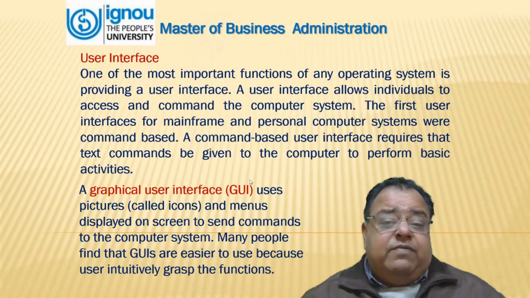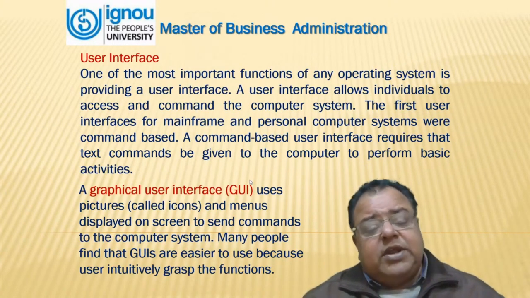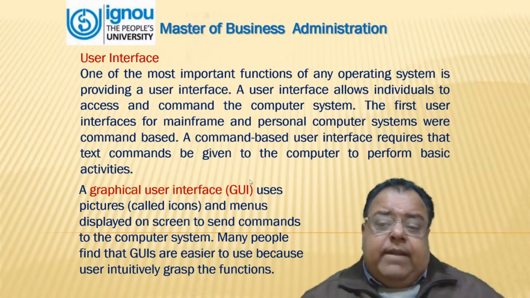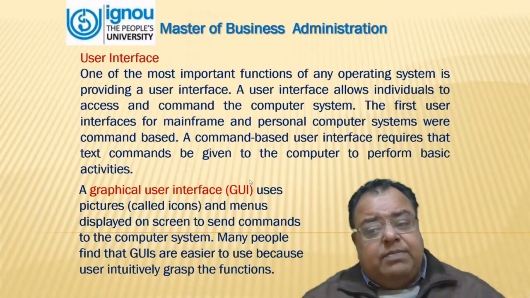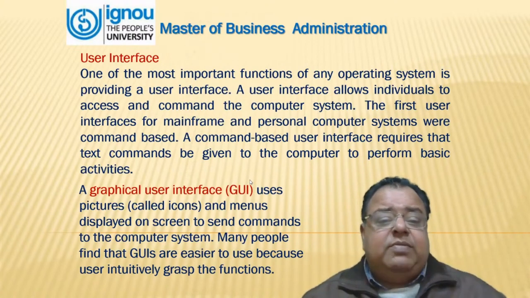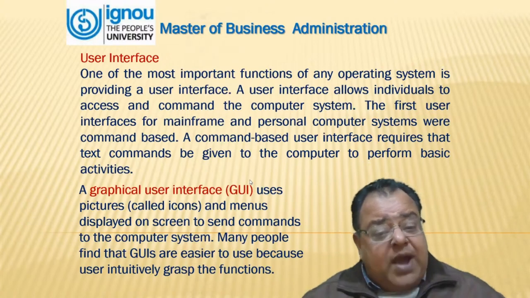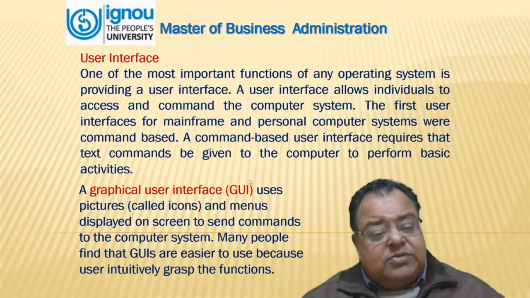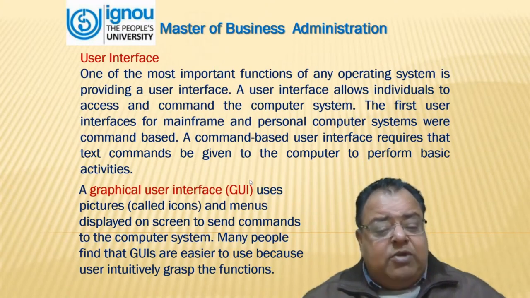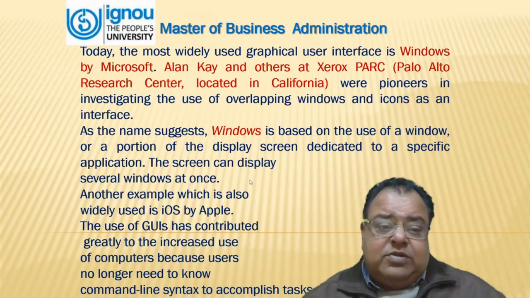User interface. One of the most important functions of any operating system is providing a user interface. A user interface allows individuals to access and command the computer system. The first user interfaces for mainframe and personal computer systems were command-based. A command-based user interface requires that text commands be given to the computer to perform basic activities. A graphic user interface, that is GUI, uses pictures, which we call icons, and menus displayed on the screen to send commands to the computer. Many people find that GUIs are easier to use because the user intuitively grasps the function. Today, the most widely used graphic user interface is Windows by Microsoft.